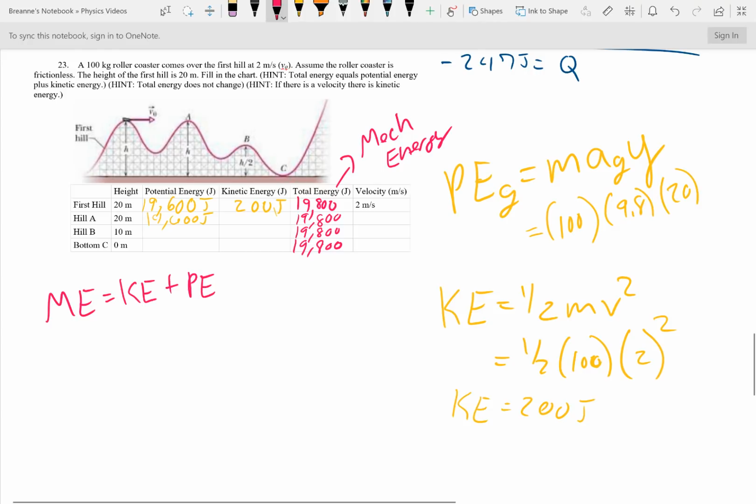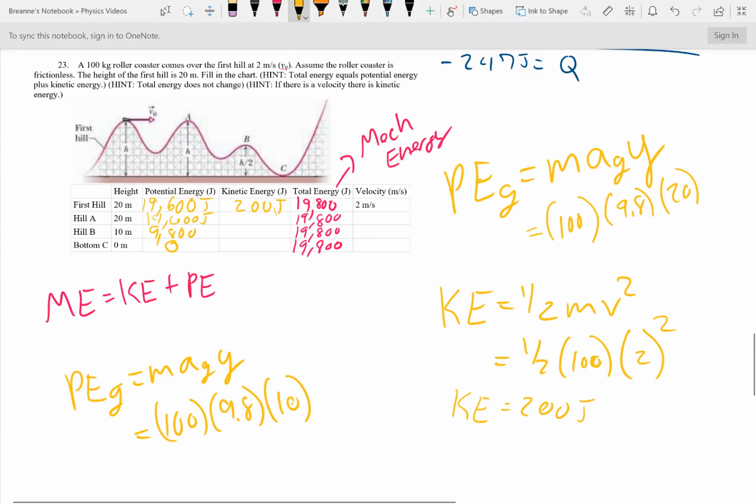So then you just figure out the rest of your potential energy. So if it's 0, you know it's going to be 0. At height 10, it'll just be your mass times acceleration due to gravity times height. So it's 100 times 9.8 times 10. And you get 9,800.